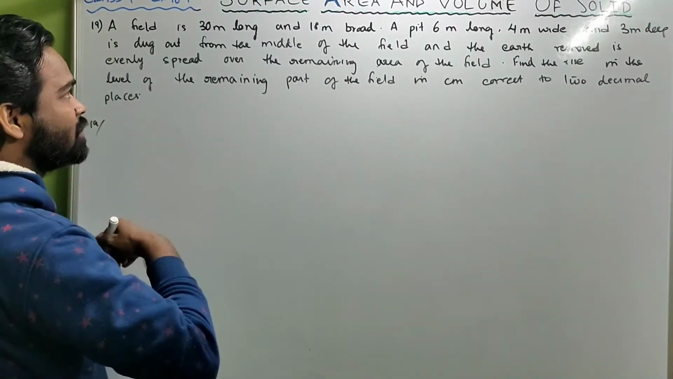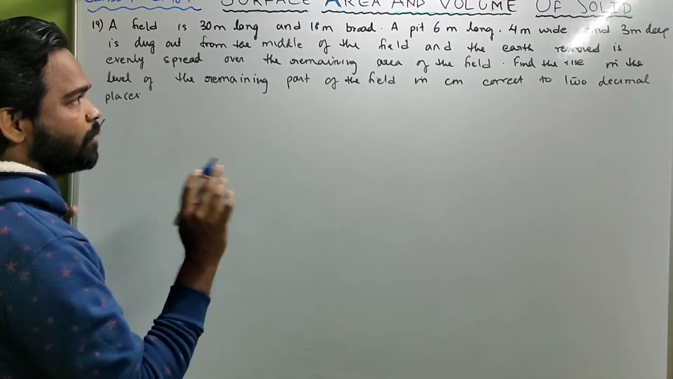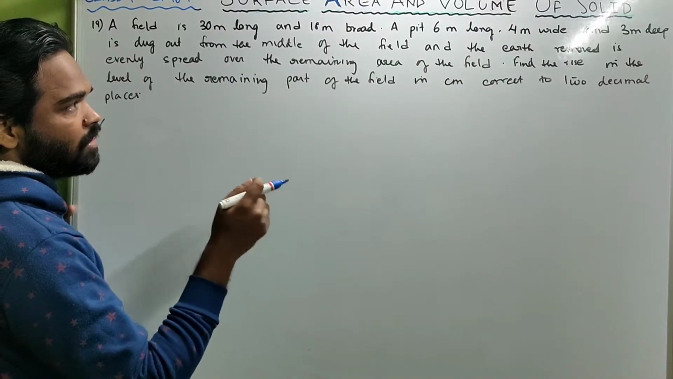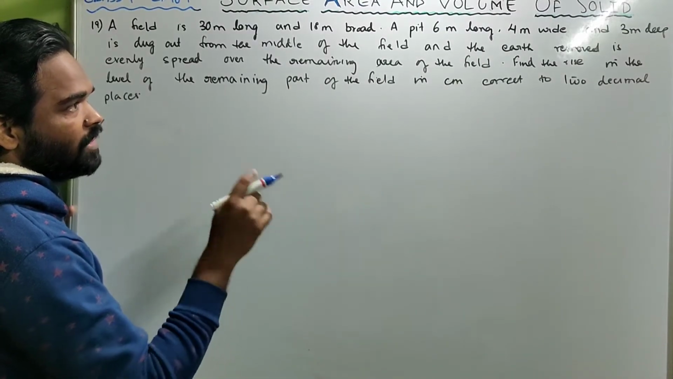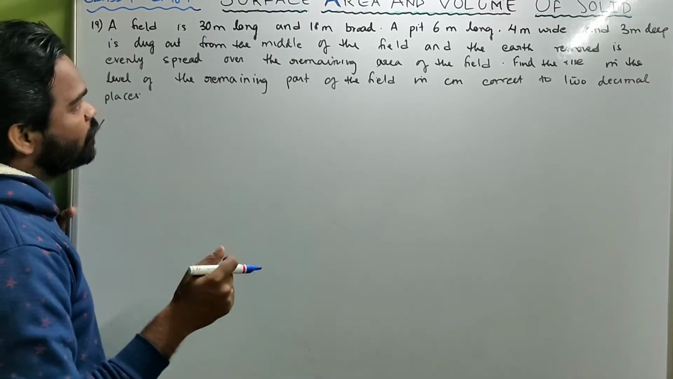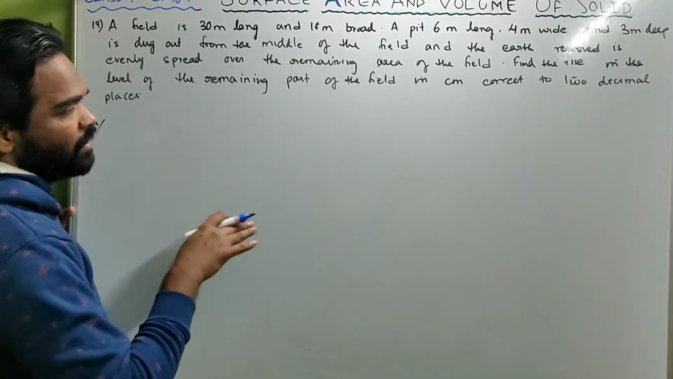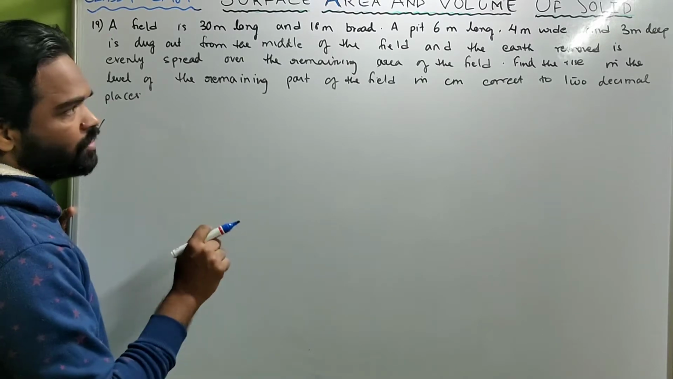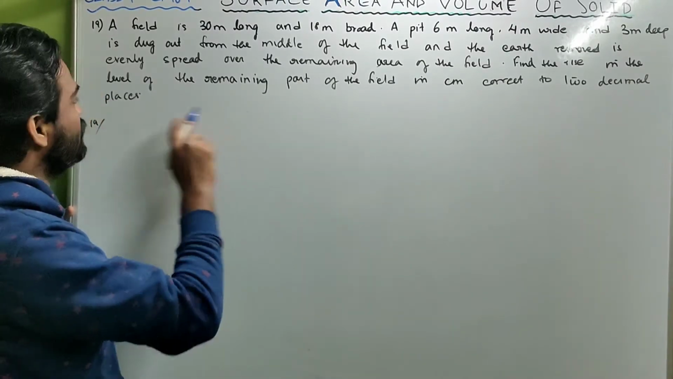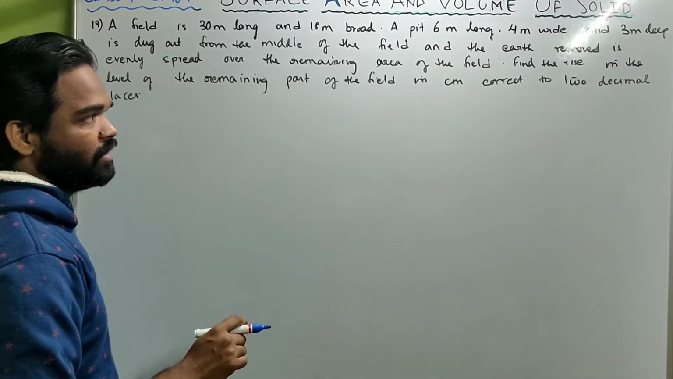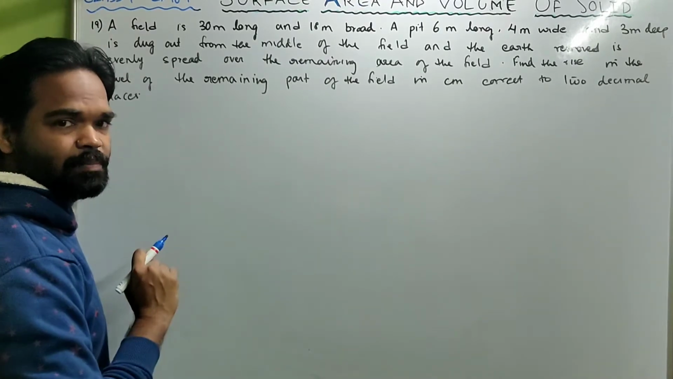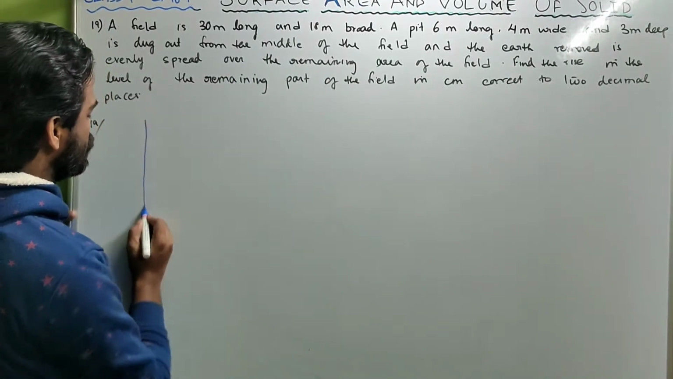A field is 30 meter long and 18 meter broad, a pit 6 meter long, 4 meter wide and 3 meter deep is dug out from the middle of the field and the earth removed is evenly spread over the remaining area of the field. Find the rise in the level of the remaining part of the field in centimeter correct to 2 decimal places. I'll just draw the diagram.